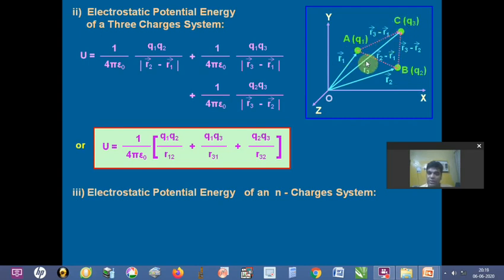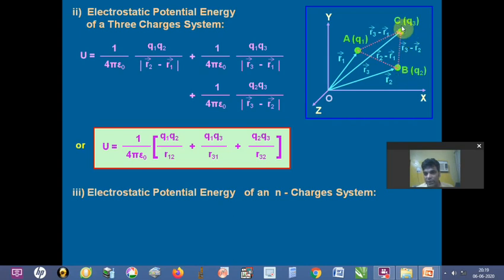If I come to this triangle, the three position vectors OA, OC and AC are here, and the triangle is OAC. So we have this distance r1, this distance r3. So this distance AC is r3 minus r1. So we have here the potential energy due to AC as 1 by 4 pi epsilon naught q1 q3 upon r3 minus r1 vector.